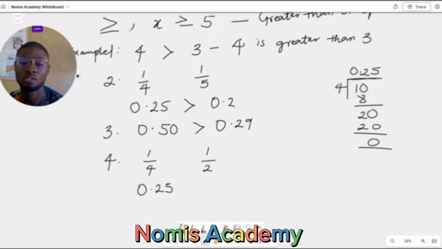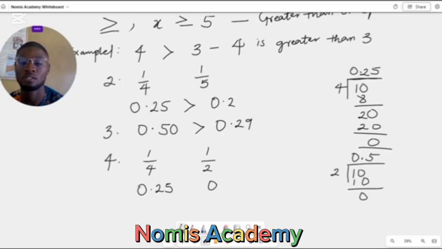Then 1/2. Let's check together. 1 divided by 2. You have 0. Put your decimal point here. You add a 0, and 10 divided by 2 is 5. 5 times 2 will be 10. When you subtract 10 from 10, you are left with 0. So there is nothing to divide again. So our final answer is 0.5.